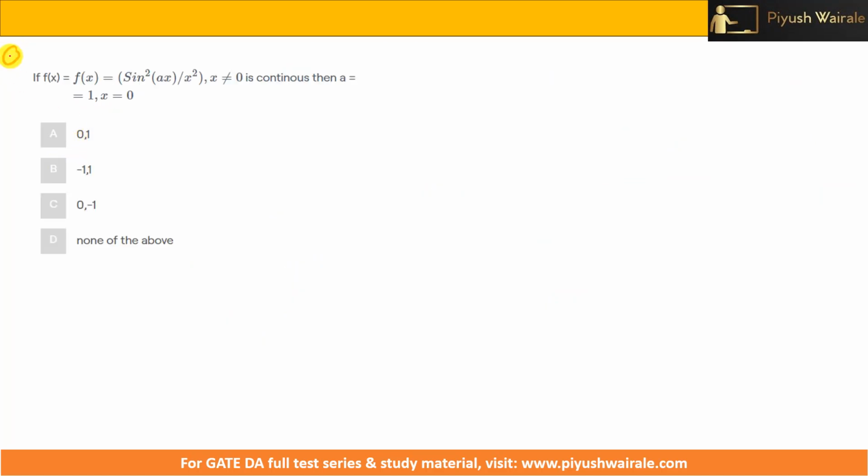Okay, so this is question number 3. f(x) is given to us, and x is not equal to 0, and it is continuous. Then a equals 1.